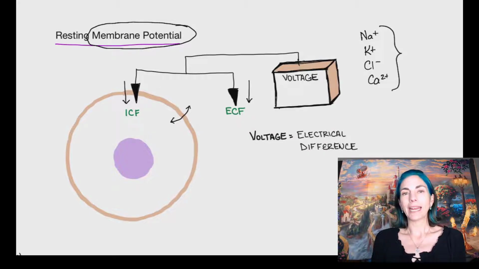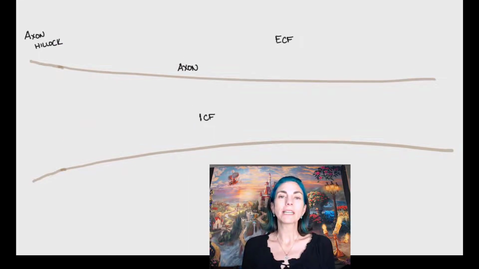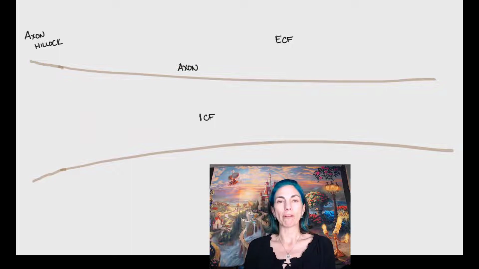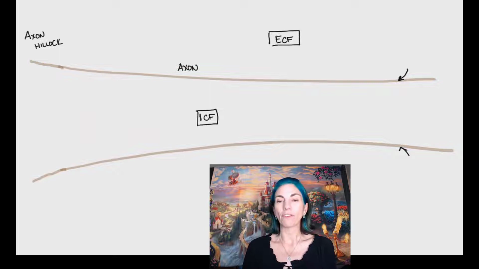First of all, we need to understand that the distribution of the ions that I've listed here is not equal in and out of the cell. So what we're going to do first is compare the relative concentrations of sodium, potassium, chloride, and calcium between the extracellular fluid and the intracellular fluid. If you're drawing this out with me, go ahead and get a sheet of paper, maybe half a sheet of paper, and draw out my axon. So the brown line there is going to be a plasma membrane. I have another plasma membrane on this side. So this is the intracellular fluid and the extracellular fluid.